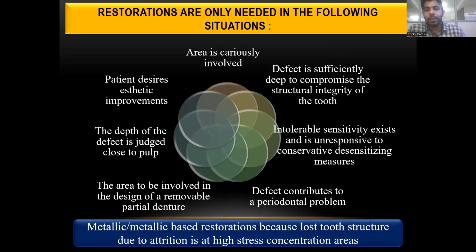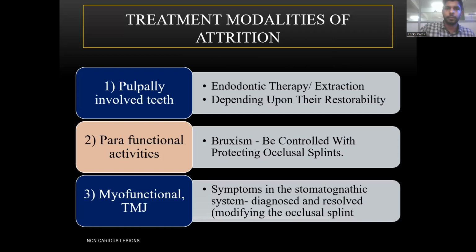Metallic or metal-based restorations are preferred for the restoration of areas subjected to attrition because these areas are high stress concentration areas. Various treatment modalities are recommended for this lesion. In pulpally involved teeth, endodontic therapy or extraction is suggested depending upon their restorability.